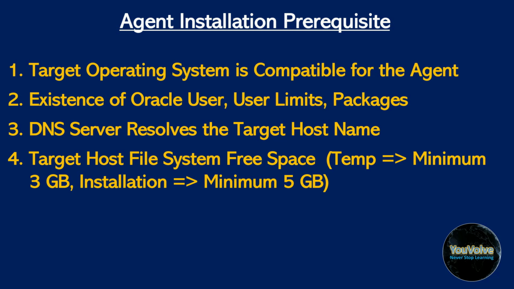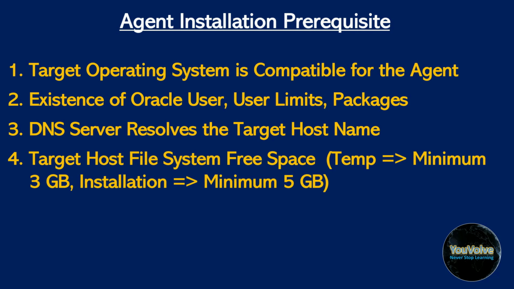Secondly, the OS environment prerequisites, like existence of the Oracle user or the Oracle software owner, and the user limits, packages, etc. Thirdly, the DNS server should resolve the target host name. Without a DNS name resolution, you can still use the IP address of the target server, but that is not recommended by Oracle. Now, prerequisites number 2 and number 3 are just informational, because if you are installing the agent software on an existing Oracle database server, which is usually and mostly the case, then existence of the Oracle user or the Oracle software owner, and the user limits, DNS name resolution, etc. are already set, and you don't have to take care of those things.